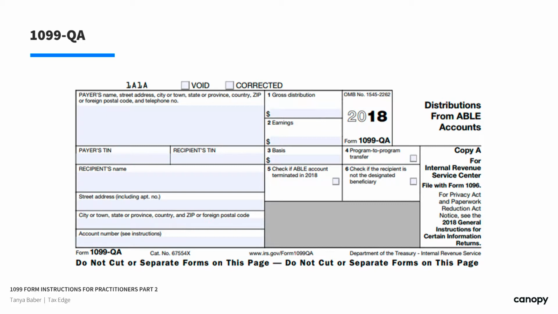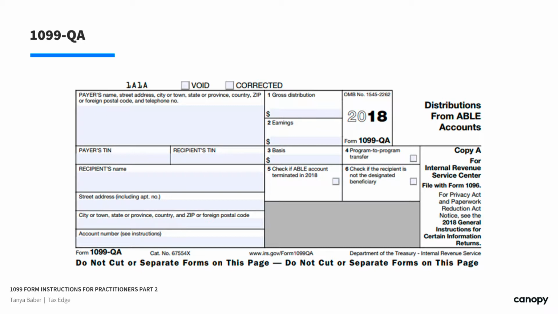This is a newer form. The ABLE accounts really didn't come about until relatively recently, speaking in general timelines of the IRS. It is laid out the same, the payer or the recipient. That's pretty straightforward. Box 1 is the gross distribution paid to you from an ABLE account. ABLE stands for achieving a better life experience savings account.